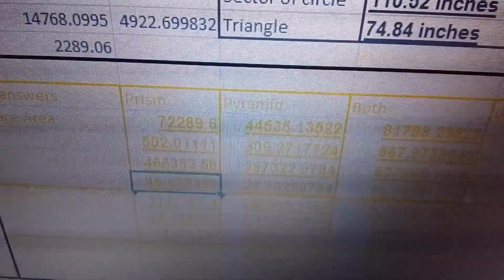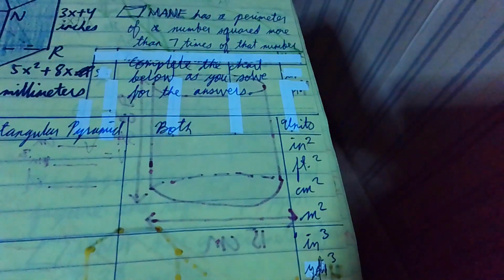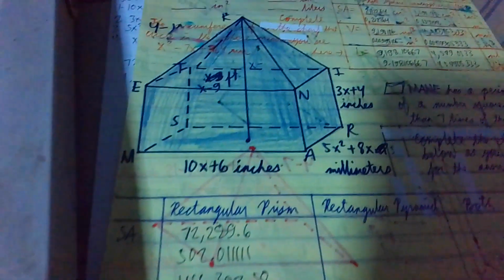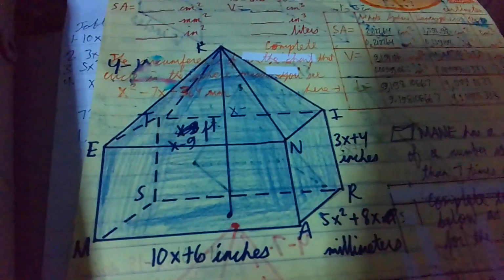So that's our answer. But that is in square meters, alright? Now for the volume, it's short. To get the volume, we just do length times width times height.